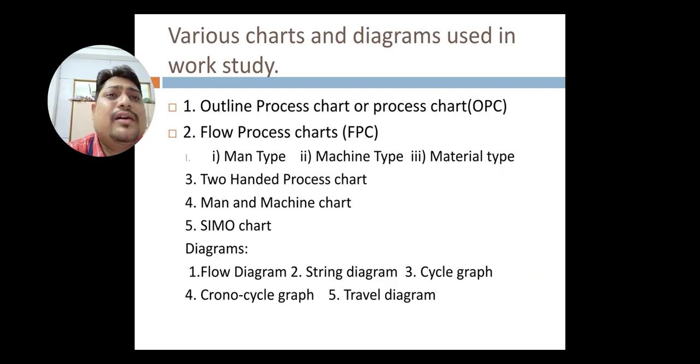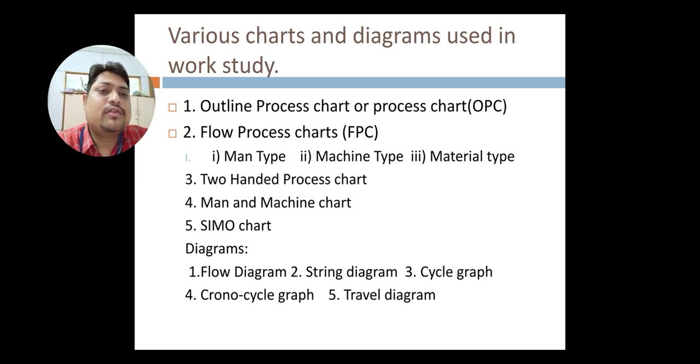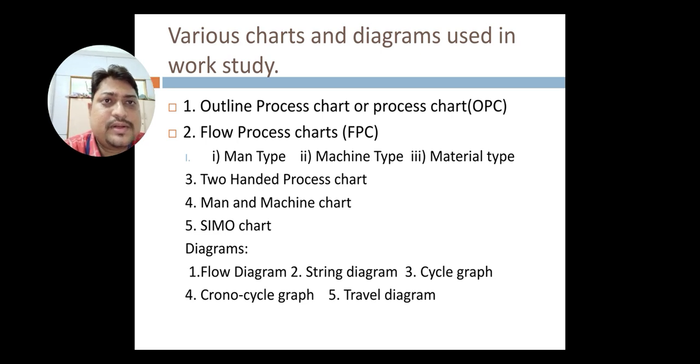Then we would like to see the various charts and diagrams that are used in work study. The first chart is the outline process chart or process chart. In the outline process chart, we can get information about the total number of operations and inspections that are required to carry out a particular production work. In that, you don't get the time for the transportation or the distance for the transportation.